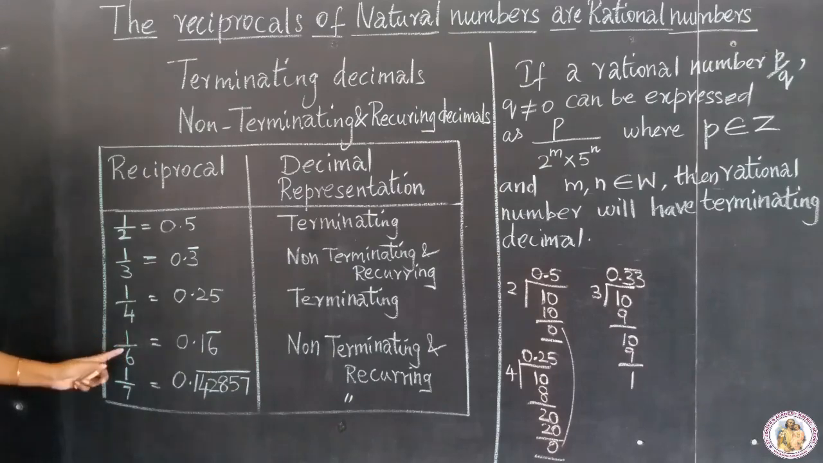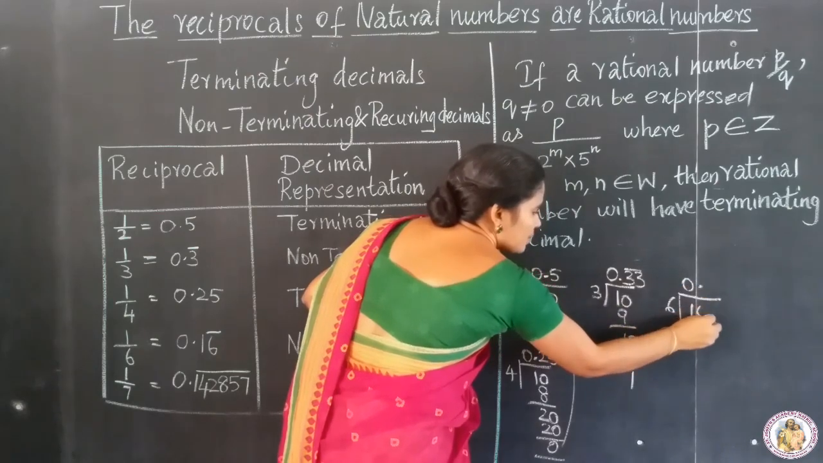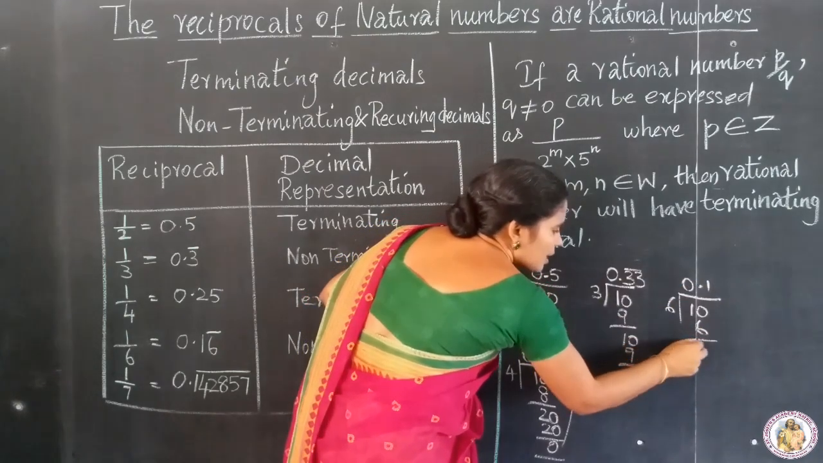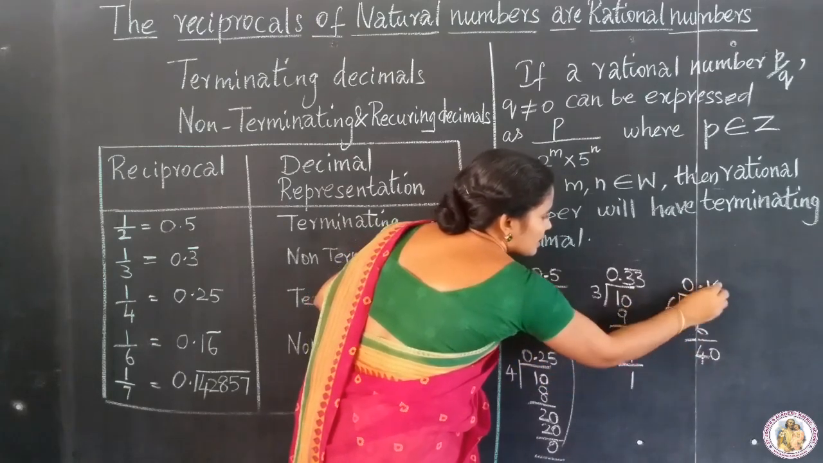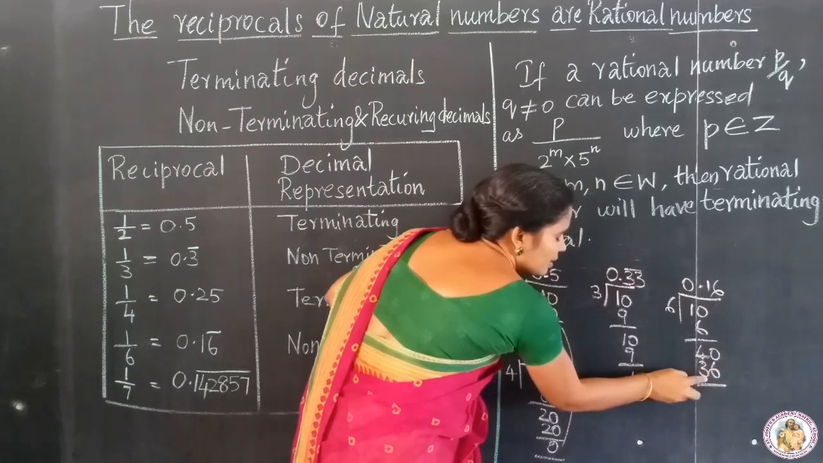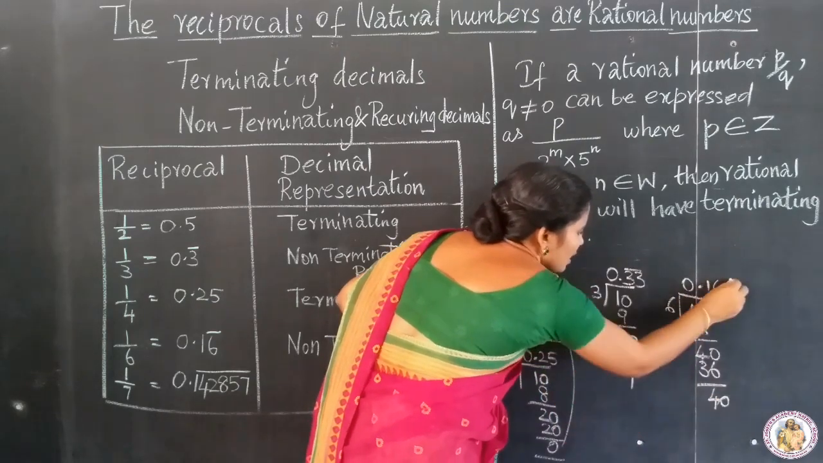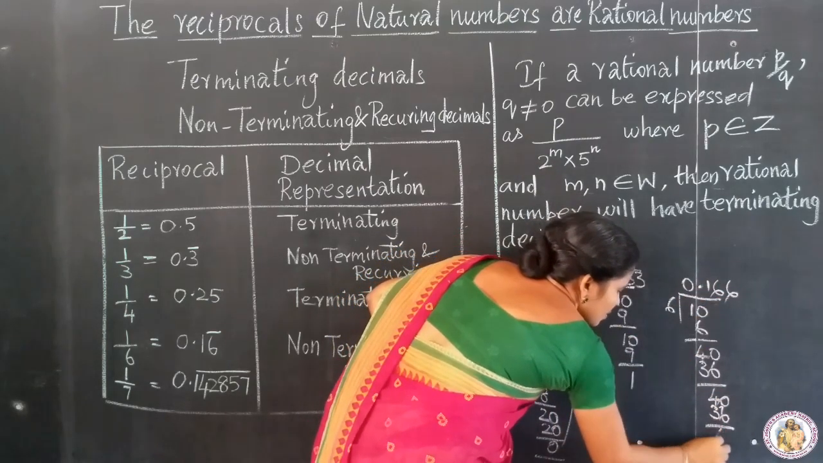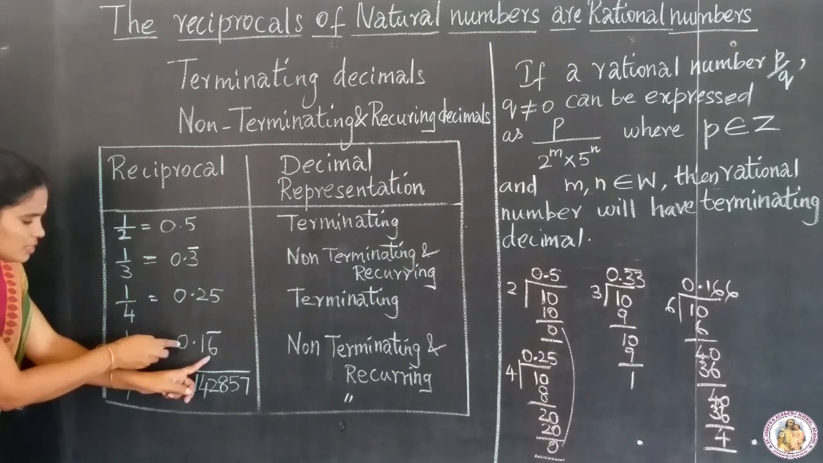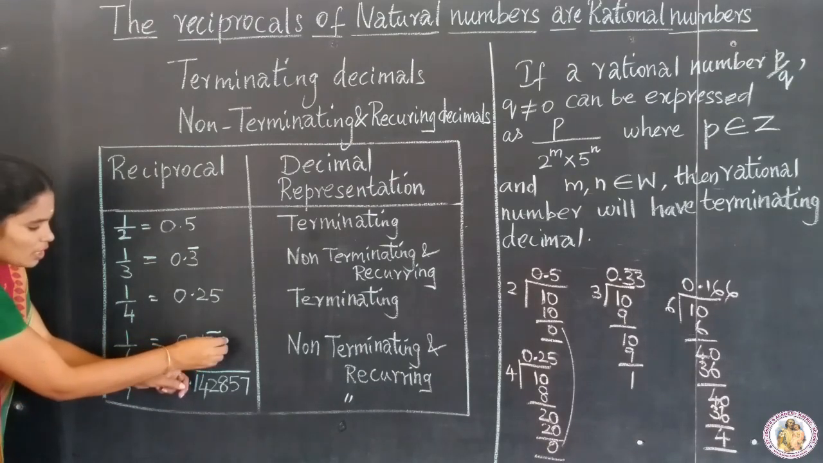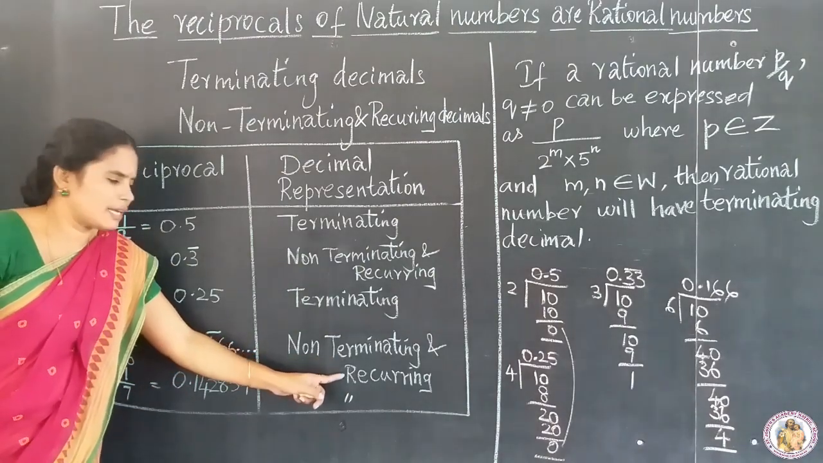So 1 by 6. If you divide 1 by 6, so 0, keep the decimal, add 1 0, 1 6 is 6, remaining 4. Already we have the decimal, so add 0, 6 6s are 36. 40 subtracted by 36 is 4. Add 1 0, again we have 36. So it goes on. So 0.166. Here I have written 0.166 because the 6 moves on. So we'll call it a non-terminating and recurring decimal.